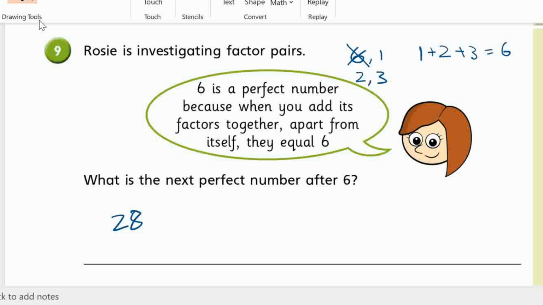28. So what goes into 28? Well, 1, 2, 14, 7, 4. Good. Is that it? I think that's it. Let's try adding them up. I beg your pardon, it's 3 here. So yeah, it's correct. Right. Now you can all go.